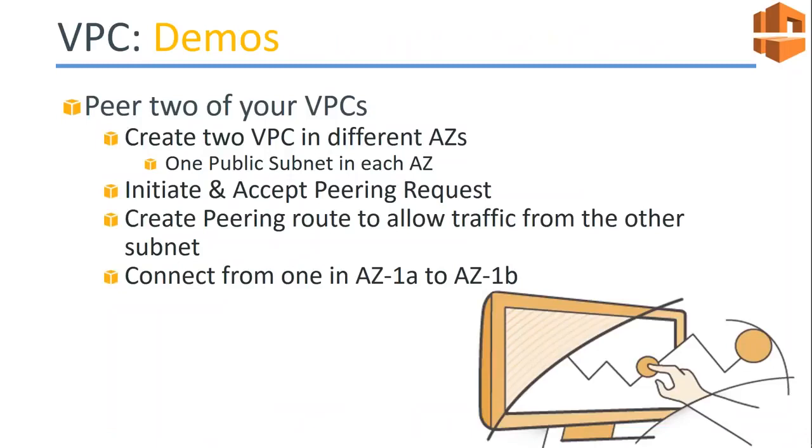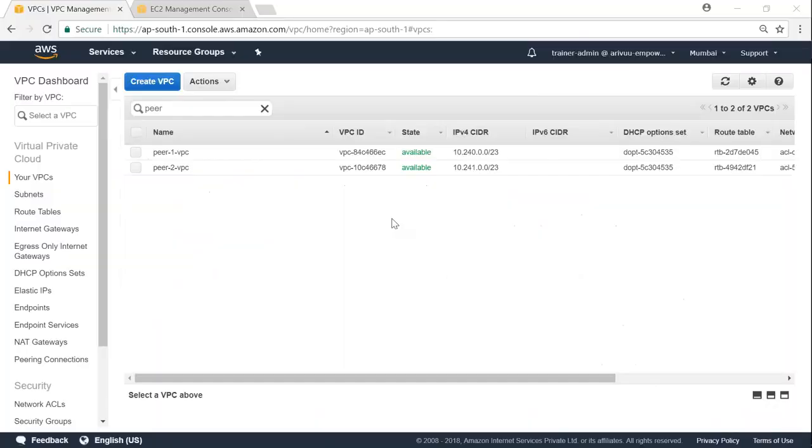Let us say public only in this case, and we are going to see whether we can ping each other or communicate from one instance to another instance. So let us go to our VPC dashboard. As I said, there are two VPCs. I'm going to name one peer one VPC, having a 10.240 series of IP address. And there is a peer 2 VPC that is going to give me 10.241 series of IP address, and we are going to peer between these two VPCs now.